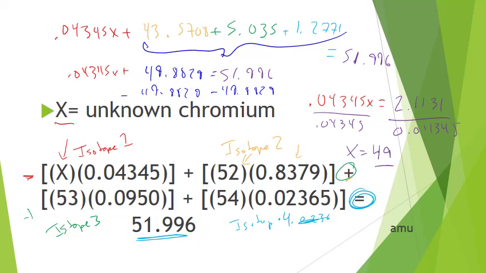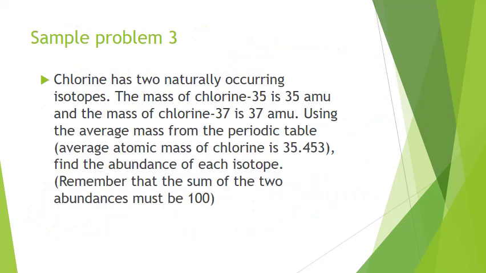Okay? All right, one more example. So chlorine has two naturally occurring isotopes. The mass of chlorine 35 is 35 AMUs, and the mass of chlorine 37 is 37 AMUs.